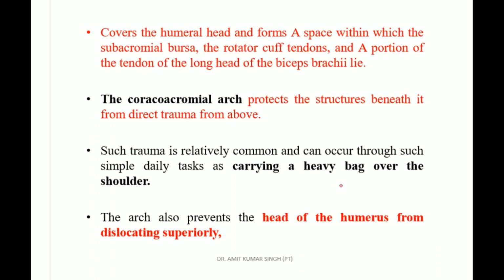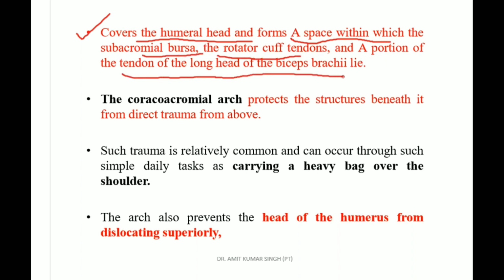Now coming to the functions of the coracoacromial arch. It covers the humeral head and forms a space within which the subacromial bursa, rotator cuff tendon, and a portion of the long head of biceps brachii lie. Under the arch, these three structures are mainly present: subacromial bursa, rotator cuff tendon, and a portion of the long head of biceps brachii. So the coracoacromial arch protects these structures from direct trauma from above.